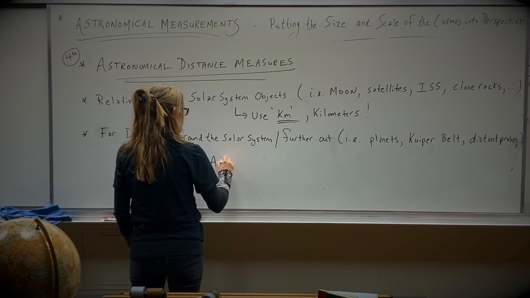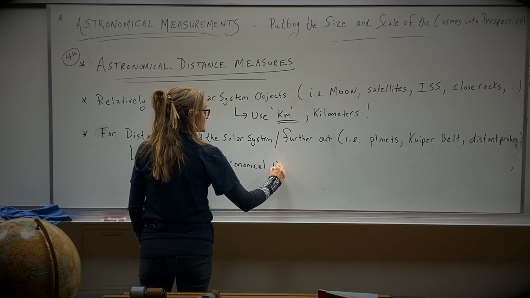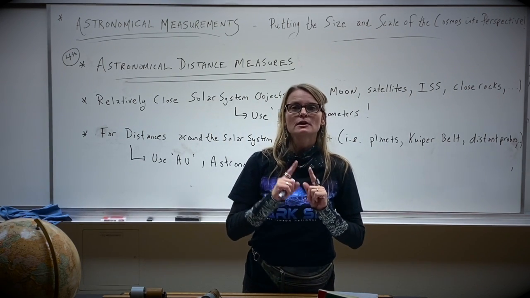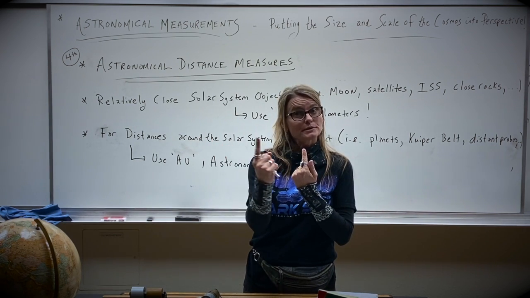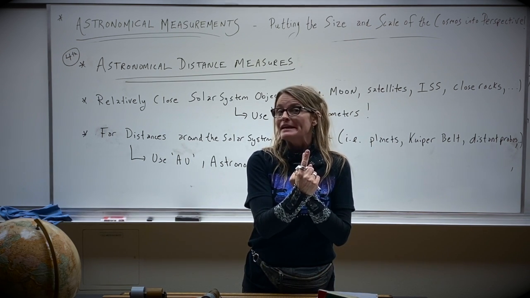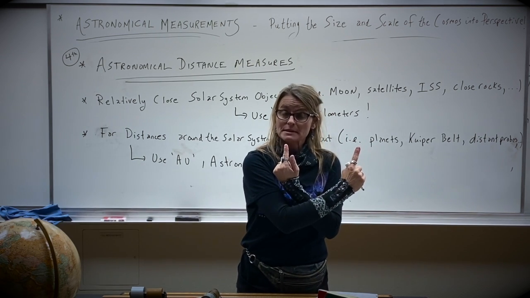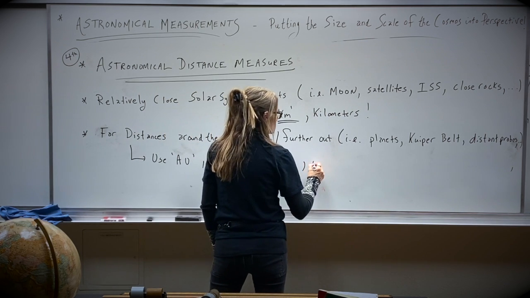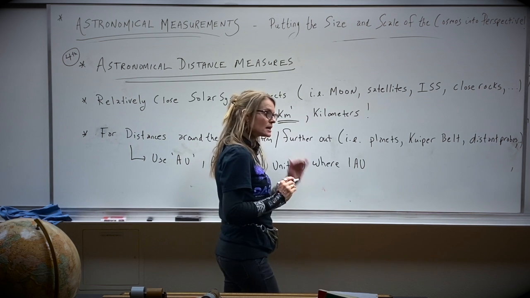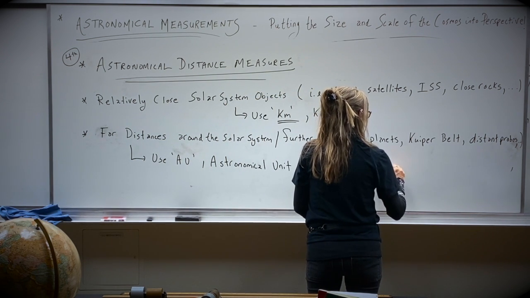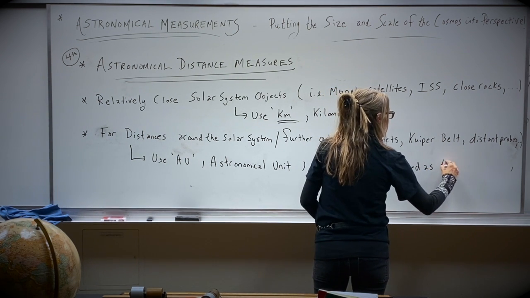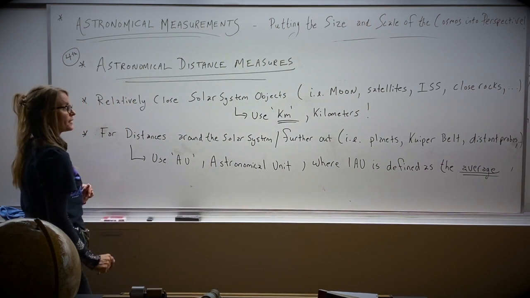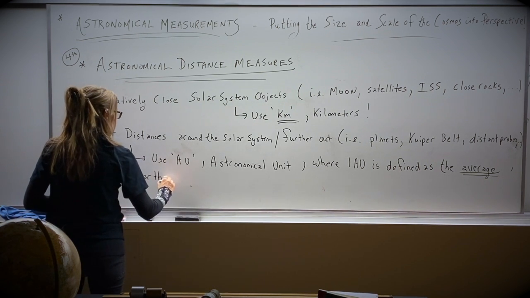Okay? And AU, what does AU stand for? That's called an astronomical unit. And how do we define an astronomical unit in astronomy? An astronomical unit is the average Earth-Sun distance. Sometimes the Earth orbits closer to the sun, and that's called perihelion. And sometimes it's further away from the sun, and that's aphelion. So what we do is we say the average distance, where 1 AU is defined as the average, very important to know that, Earth-Sun distance.